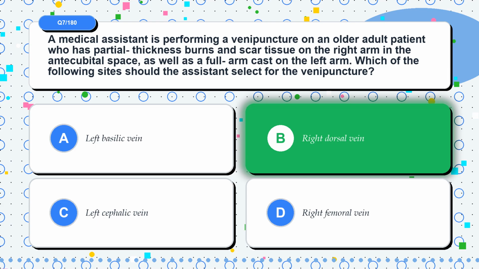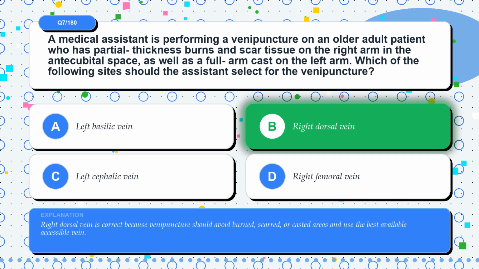The correct answer is option B, right dorsal vein. Right dorsal vein is correct because venipuncture should avoid burned, scarred, or casted areas and use the best available accessible vein.